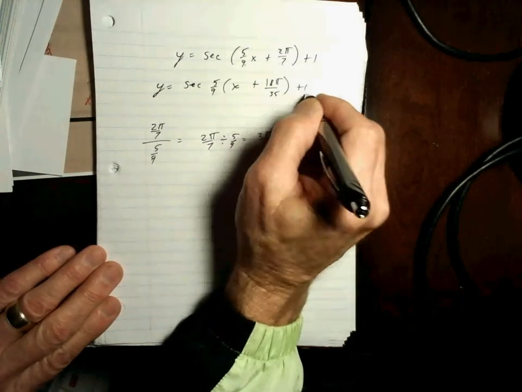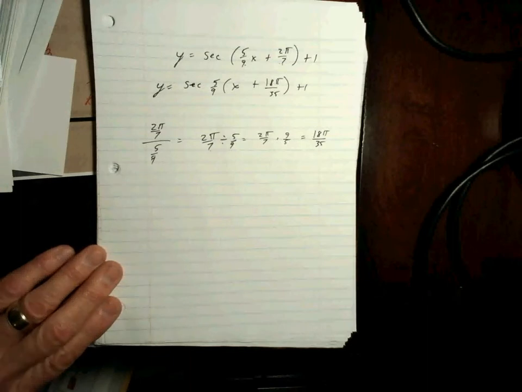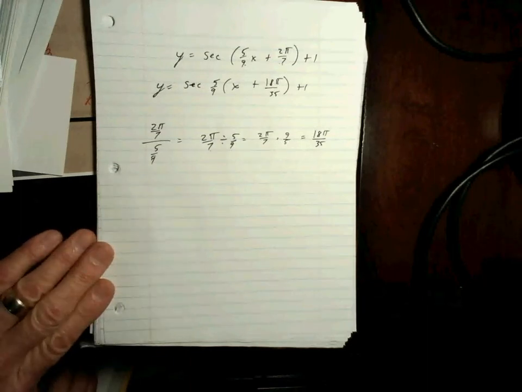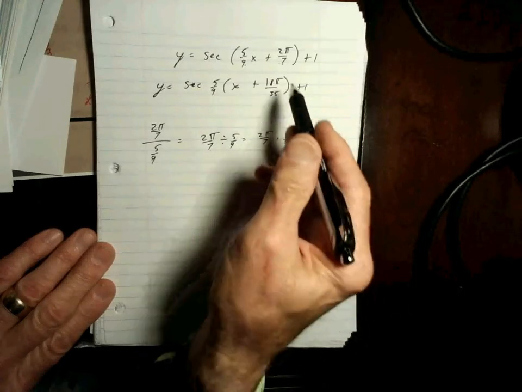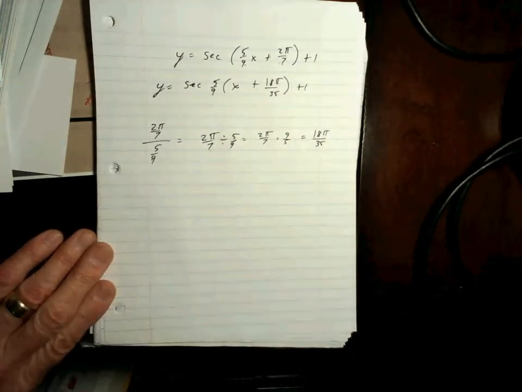You can always check your work just to make sure you did this properly by multiplying this times this and reducing the fraction. It'll break the fraction down to 2 pi over 7. So that looks like we did that right.